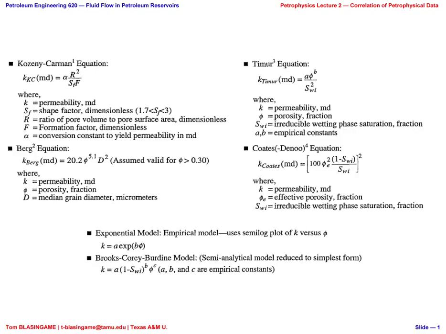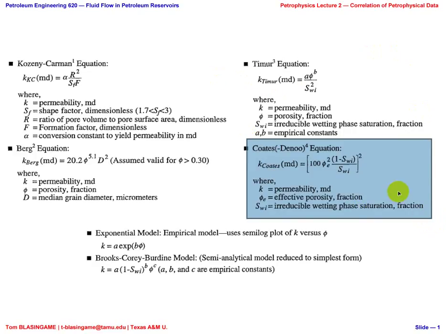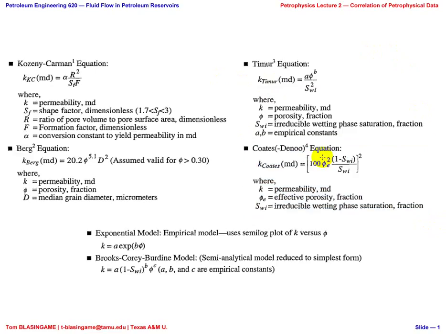So there we go. Okay, so Coates and Dumanoir, it's often just referred to as the Coates equation. It's another one like the Timur equation. They have effective porosity squared, and then this crazy ratio function for irreducible saturation, and then another square, and I'm not really sure what this hundred is for, but maybe that's some sort of constant that came up.